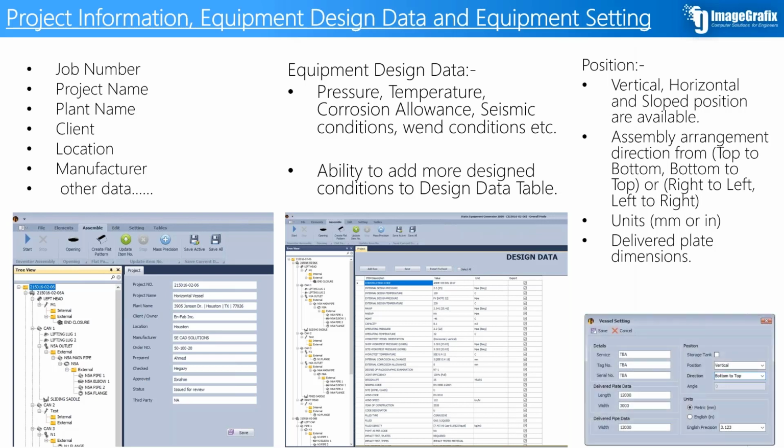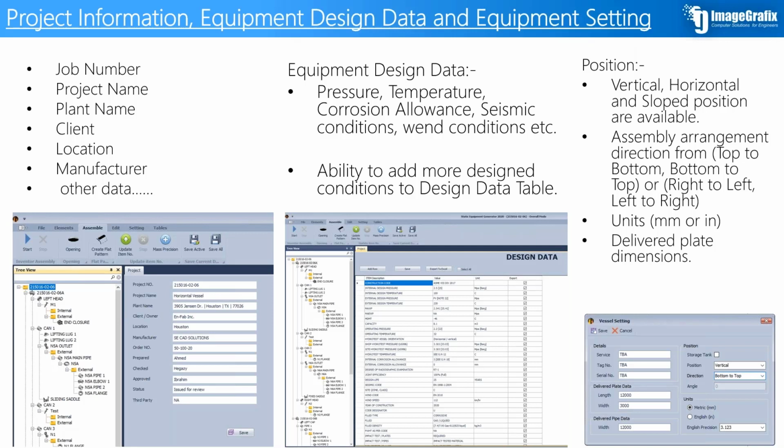One more thing regarding the vessel, which is the vessel setting. In the vessel setting, you can define the position of the vessel. You can make your vessel horizontal, vertical, or sloped. You can change the arrangement of the assembly if you want to make it start from left to right, right to left, top to bottom, bottom to top. You can select your units. You can make it in millimeters or inches. And you can change the delivered blade dimensions.